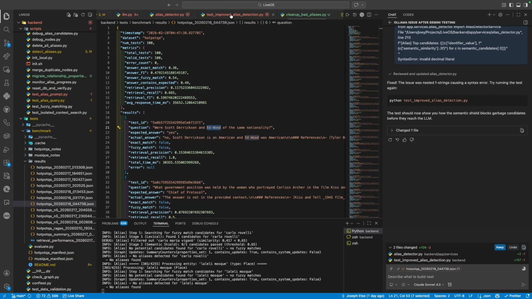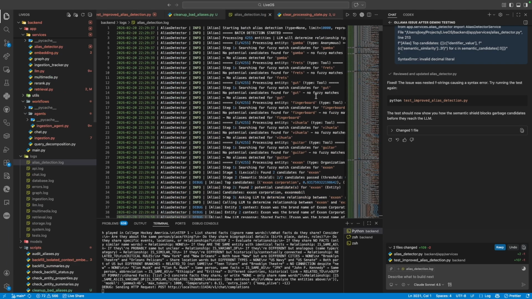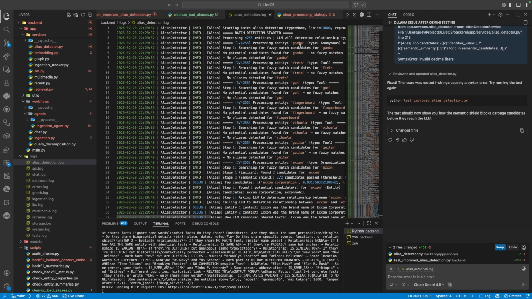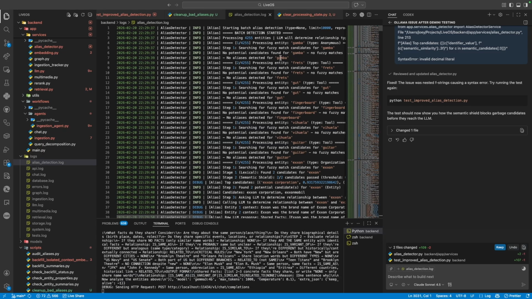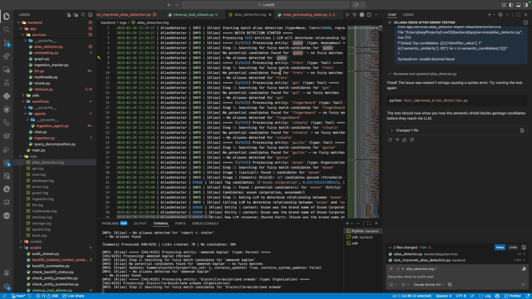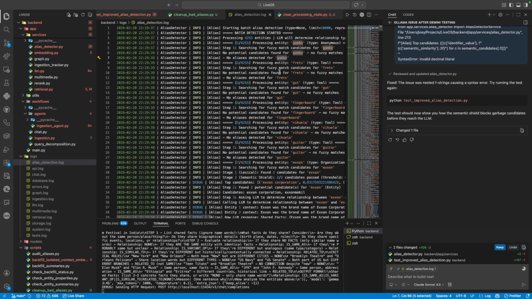And these are the logs for it. Where is the log file? Here. These are the logs for it. So you notice starting batch alias detection. And so it started with Gamba. What it does is it takes one node, here Gamba, and then it searches all the other nodes to see if it has a node that sounds like it, looks like it, is similar to it.